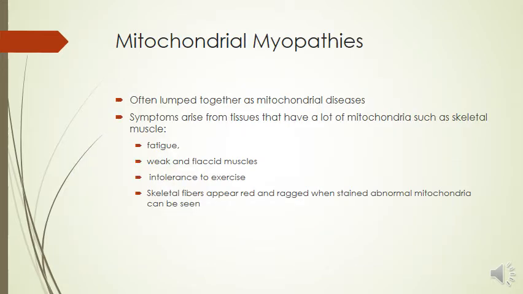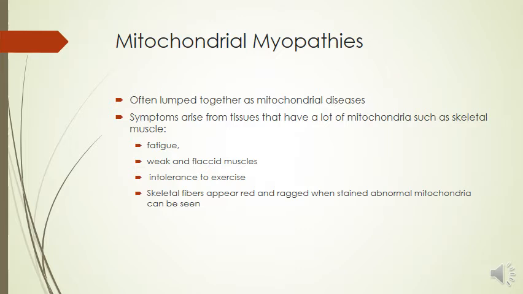A class of diseases referred to as the mitochondrial myopathies are often lumped together, even though they have specific names, and they're referred to as mitochondrial disease. Their symptoms arise from the tissues whose cells normally have many mitochondria, such as skeletal muscle. Some of the symptoms that you see with these diseases are that individuals have a lot of fatigue, they're weak, they have flaccid muscles, and intolerance to exercise.